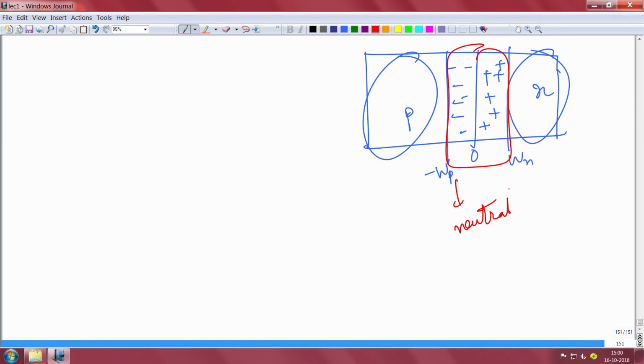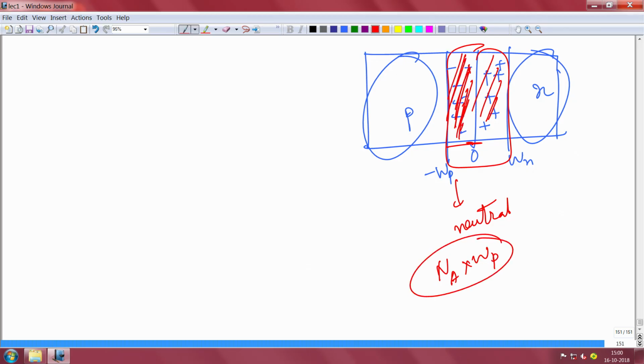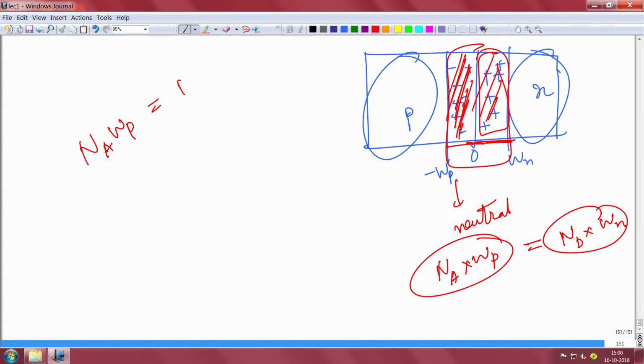And for the charge to be neutral, the areal density of this and this has to be equal. So this is nothing but Na minus, so Na minus is equal to Na only, times this Wp. This is actually the area under this, like the areal density. That has to be equal to this charge, which is Nd, the doping that you are doing of course, into Wn, this one, right. So you see NaWp must be equal to NdWn. The total charge on either side has to be same.